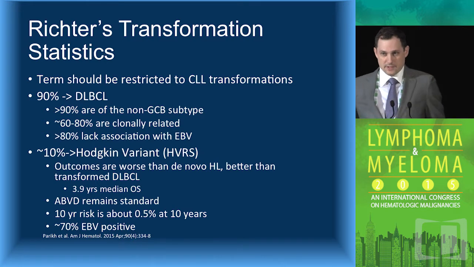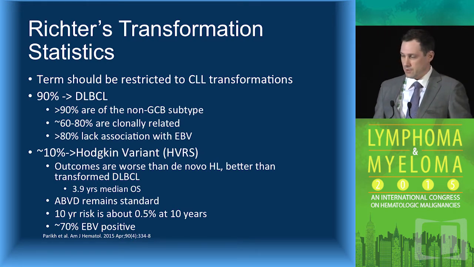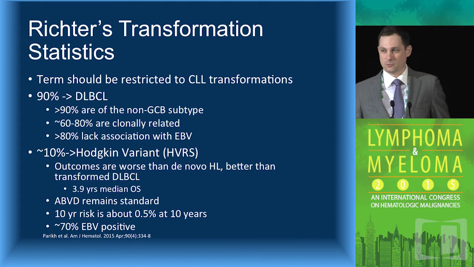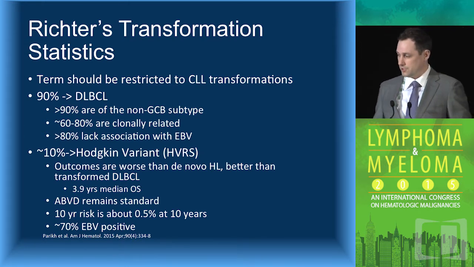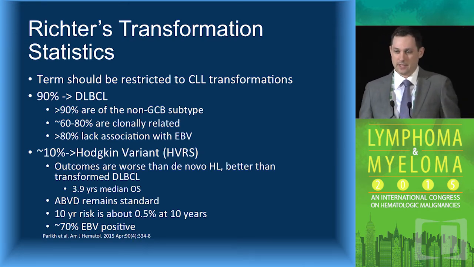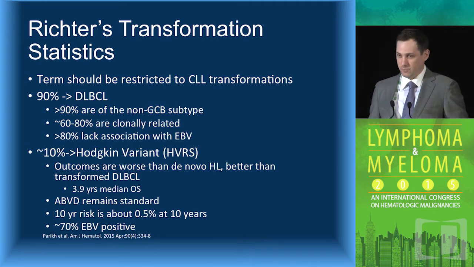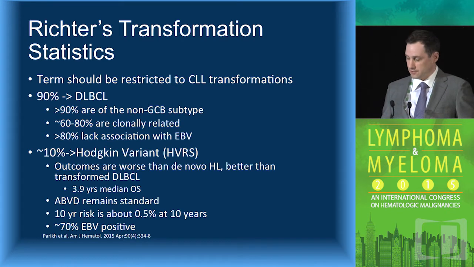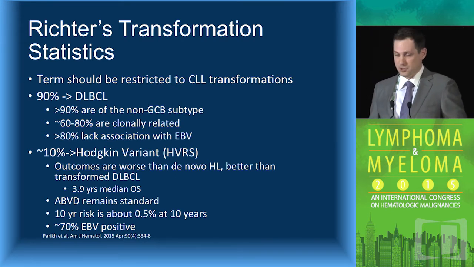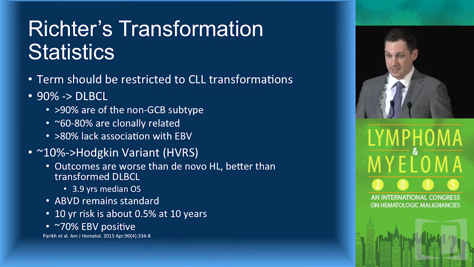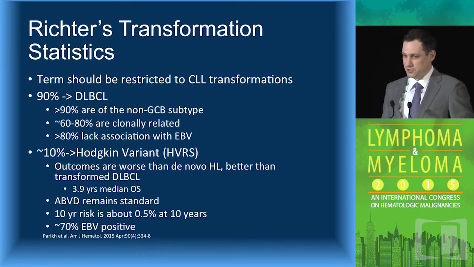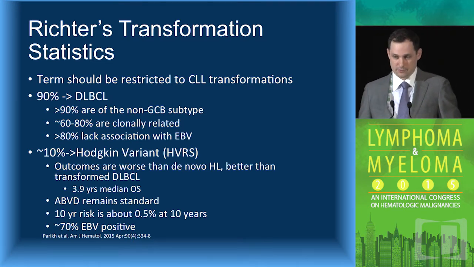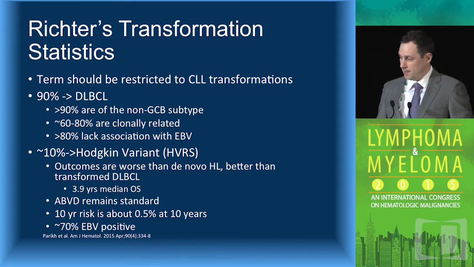So, just some statistics on the disease. I want to impress upon you that the term Richter's syndrome or Richter's transformation really should be restricted to patients who have CLL who then transform. We now know that there are stark differences between a follicular transformation versus a Richter's transformation. 90% of these are DLBCL. The majority, 90-95%, are ABC subtype or non-germinal center as the cell of origin, in comparison to a follicular transformation, which is typically germinal center.